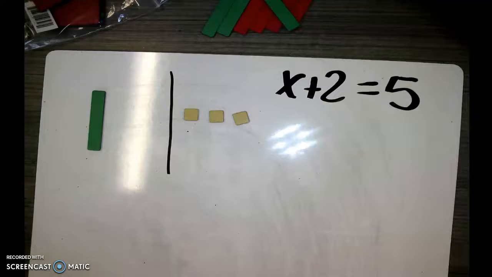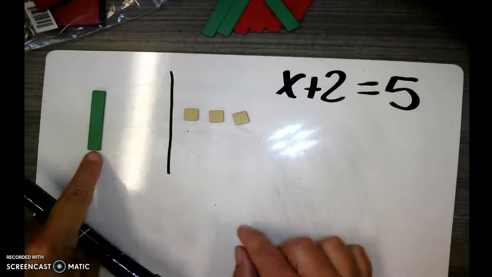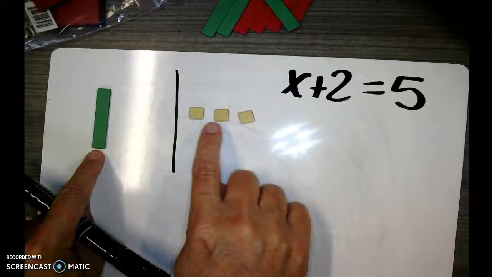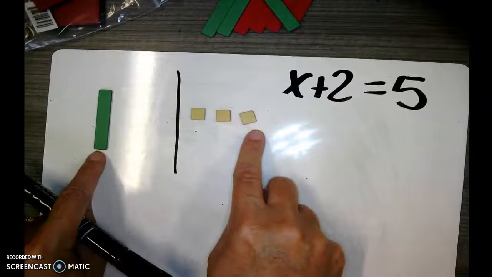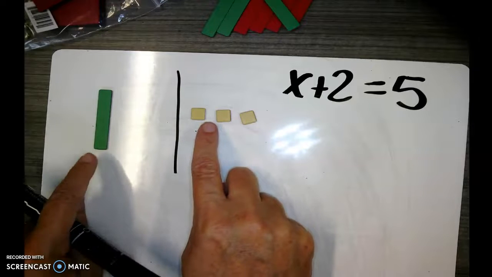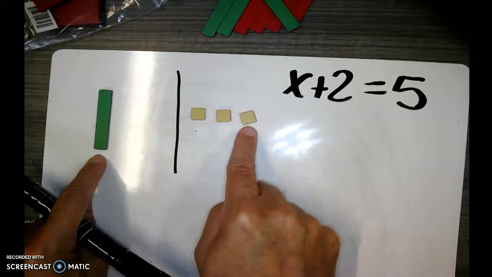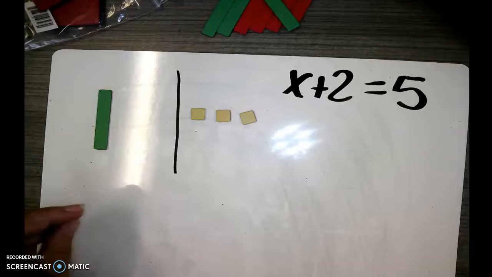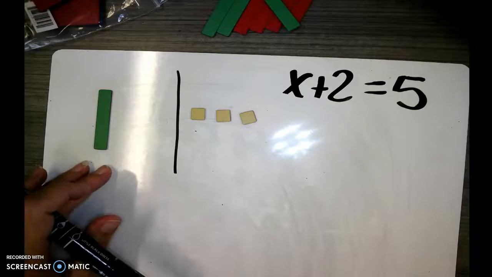So now I'm left with my objective. I have 1x, x is over here by itself, and what's remaining are 3 positive tiles. So I have x is equal to 3. Okay, then we need to be able to solve it by writing out the steps. So we're going to write out the steps that we just modeled.